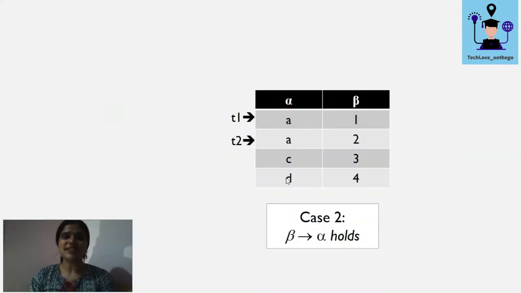So this is the previous example where we were saying that if the value of alpha is same, then the value of beta should be same. So alpha tends to beta doesn't hold true over there. But if I say beta tends to alpha, does it hold or not? For the different values of beta, we can find out the value of alpha over there.